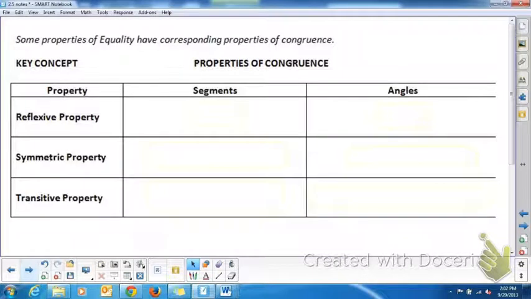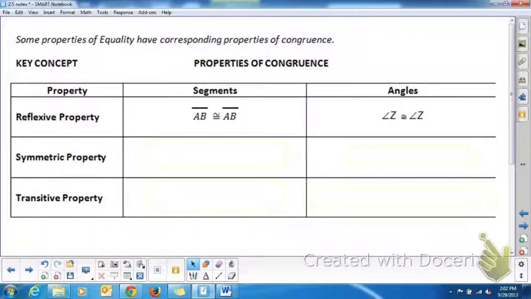Some properties of equality have corresponding properties of congruence. You'll know that they're properties of congruence because instead of an equal sign, they have a congruent symbol. The property set we have are the reflexive property, symmetric property, and transitive property. The reflexive property of congruence is when a segment is congruent to itself. Segment AB is congruent to segment AB. It's one thing congruent to itself.